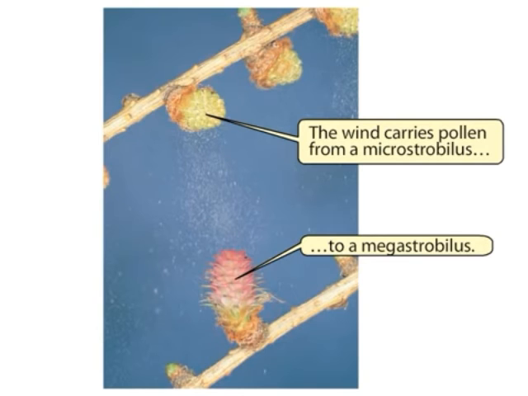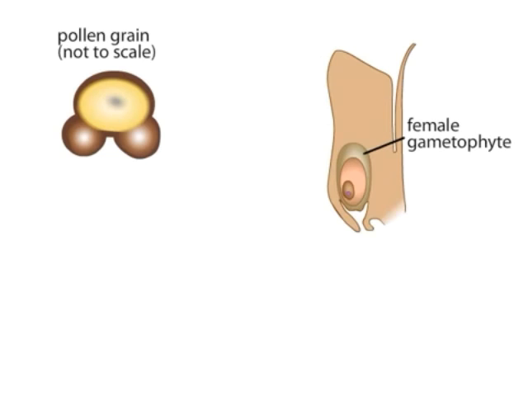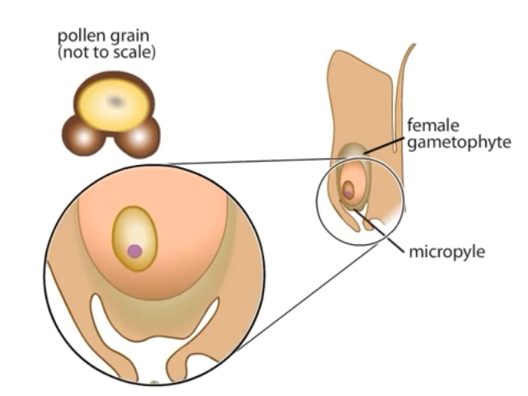gametophyte inside the megastrobilus. The tiny pollen grain enters through a small opening in the integument at the tip of the ovule, the micropyle. The pollen grain germinates, forming a pollen tube. When the pollen tube reaches the female gametophyte, it releases 2 sperm, one of which degenerates after the other unites with an egg.